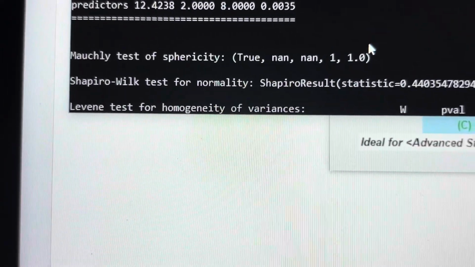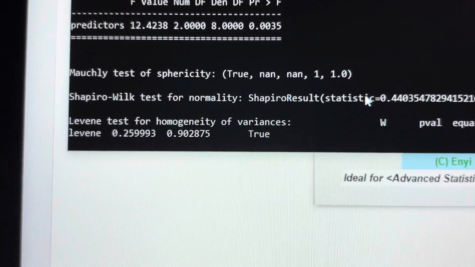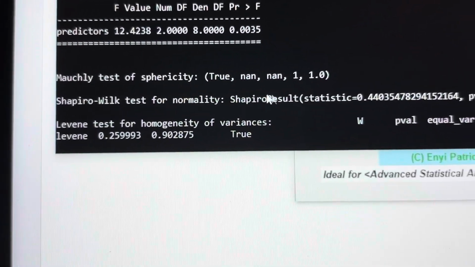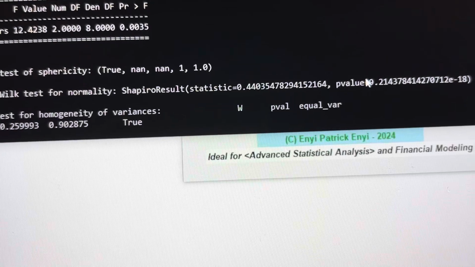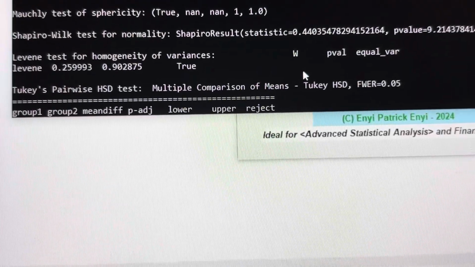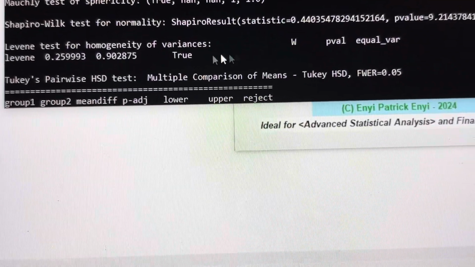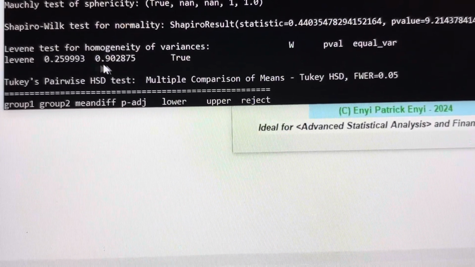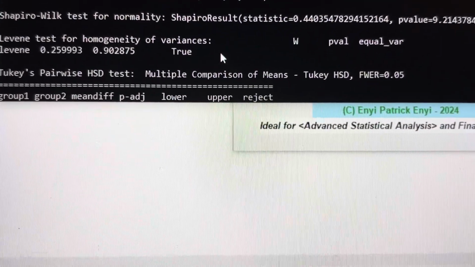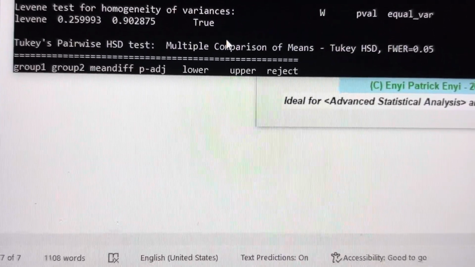So now the test of sphericity, like the other one, is also true. And then the Shapiro-Wilk test for normality is this, with this probability, which I think is also significant. And then Levene's test for homogeneity of variance, Levene is 0.25, the p-value is 0.9, which is not significant. And then equality of variance, it says it is true. That the equality of variance is true.